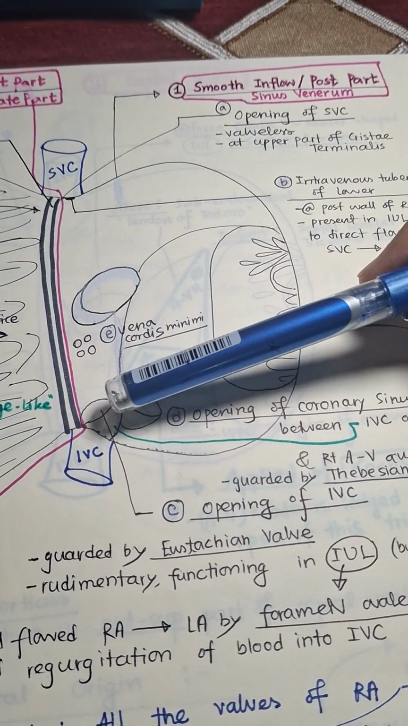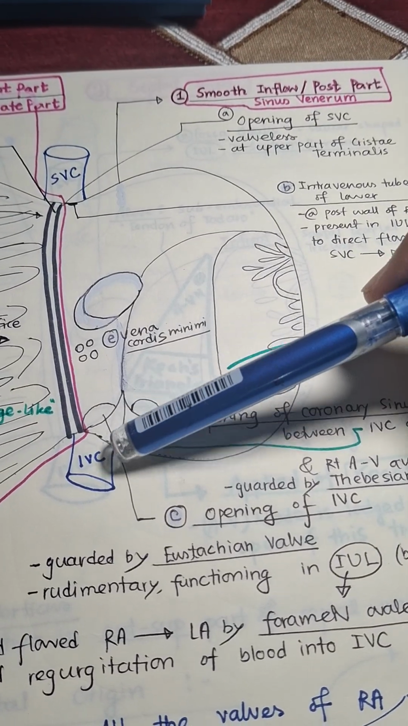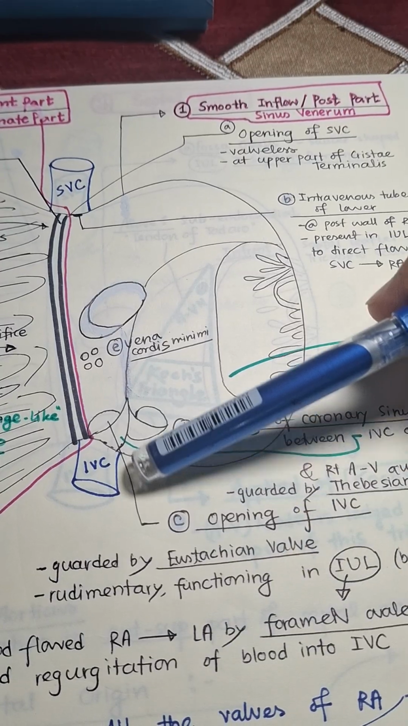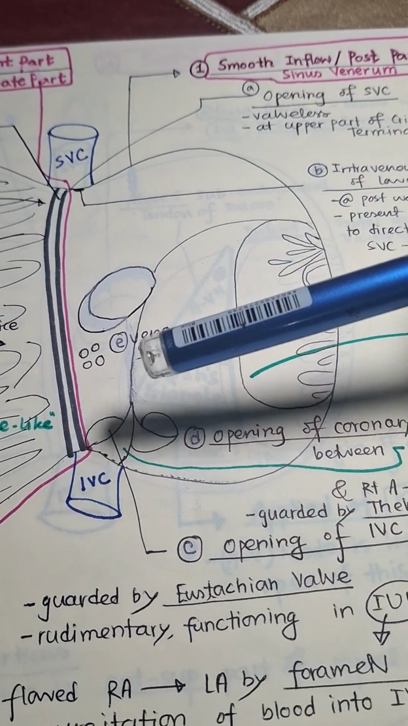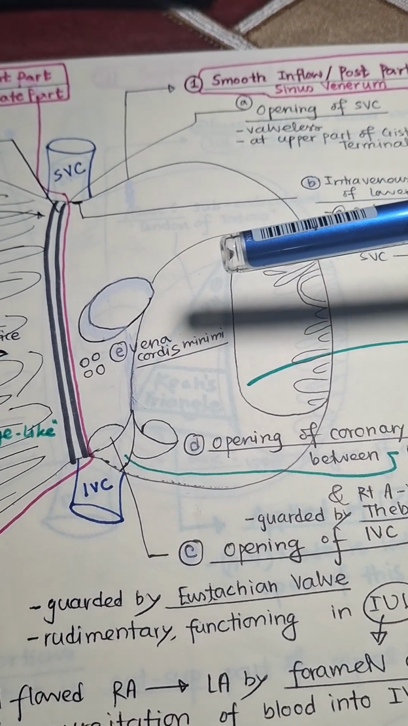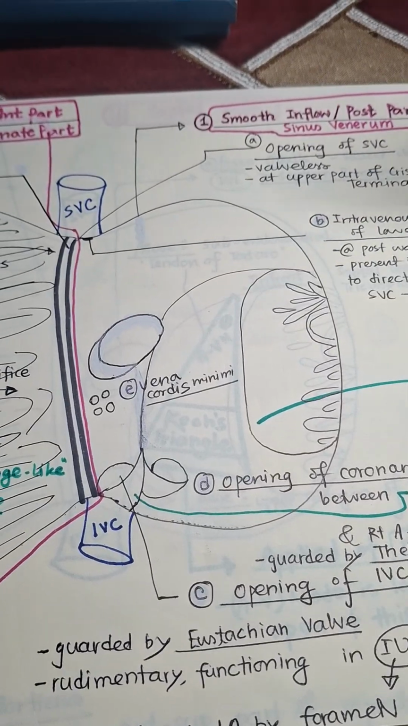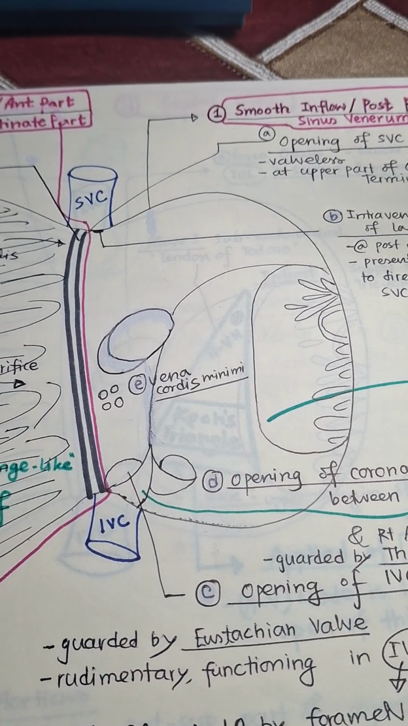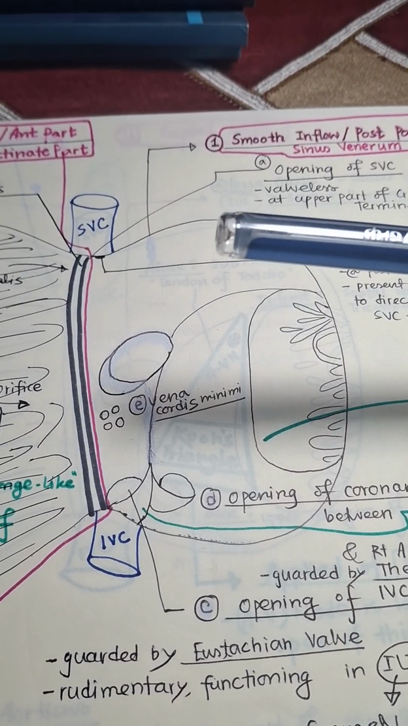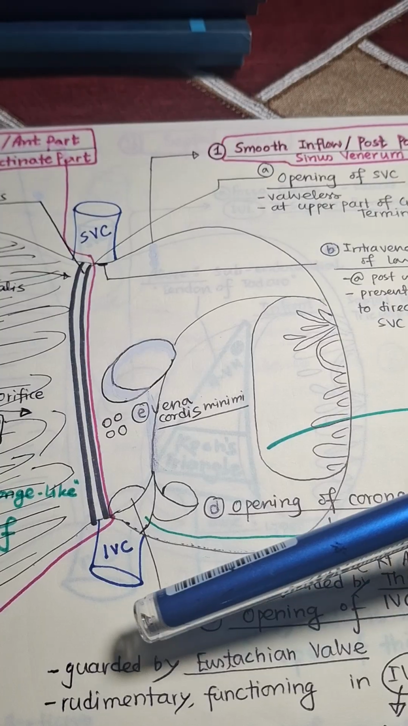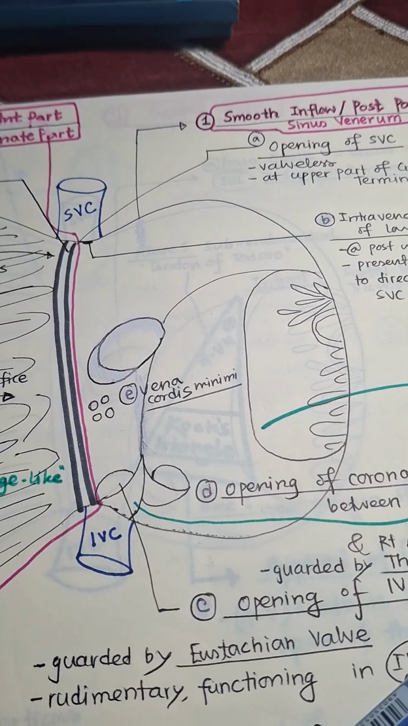And this eustachian valve is rudimentary because in intrauterine life it has an advantage. Whenever the blood was coming from the inferior extremity to the fetal right atrium, and from the fetal right atrium, we all know that there is a shunt present, the foramen ovale, and the blood will cross that barrier to enter the left atrium. As blood flow was very much required from right atrium to left atrium, a valve was required to prevent regurgitation of blood from the right atrium to the inferior vena cava, which is the eustachian valve. That is, the eustachian valve is rudimentary in adult life.